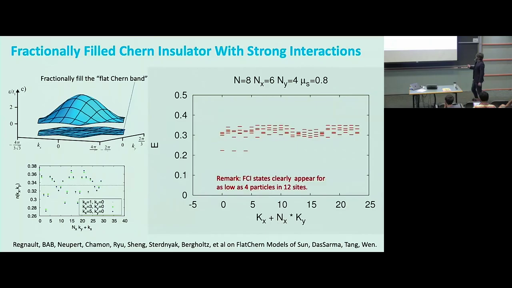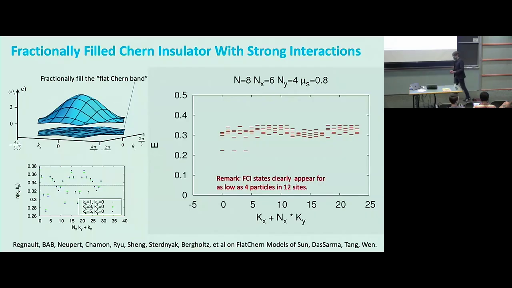But basically, the moral of the story is that if you look at the FCIs, and this is early work, we did this work on Kai-Sun and Shankar's flat band model. We took their Hamiltonian and fractionally filled it. Other people did it on Tang and Wen's flat band model. But basically what you do is you fractionally fill a quasi-flat Chern band, and you look for this threefold degeneracy at filling 1/3, for example.